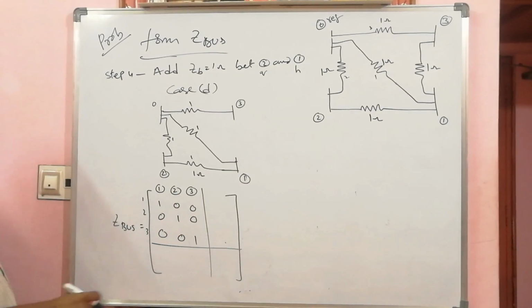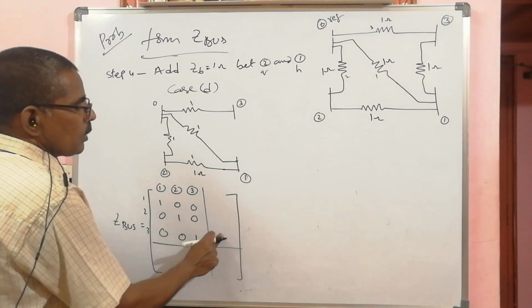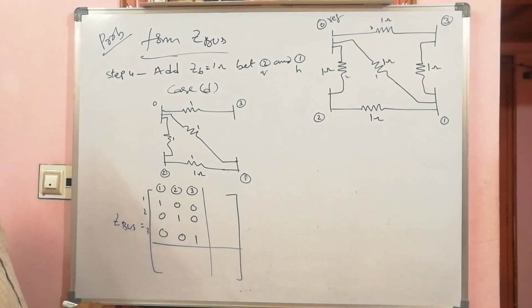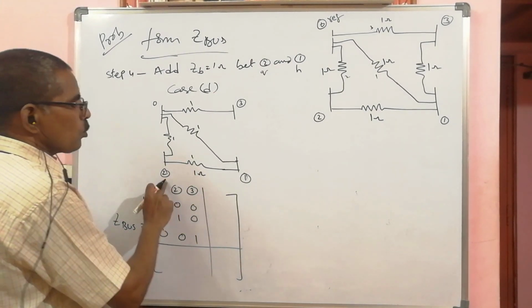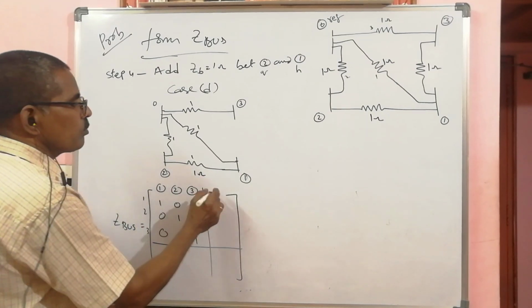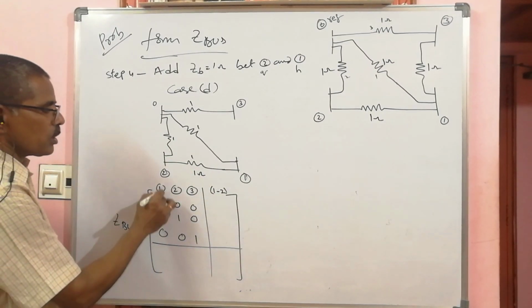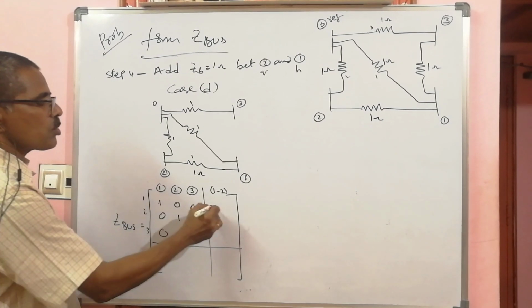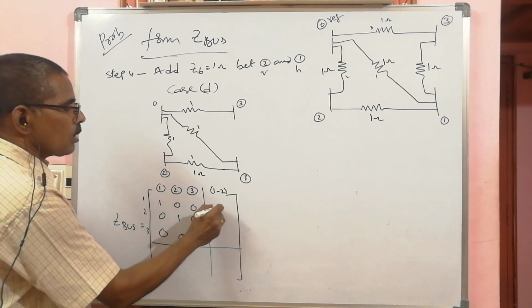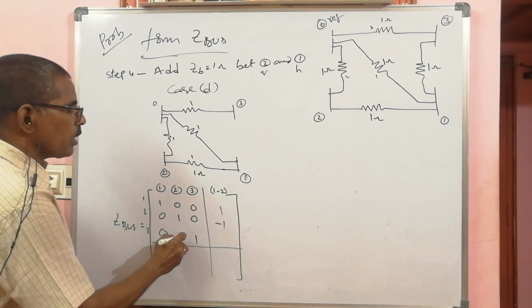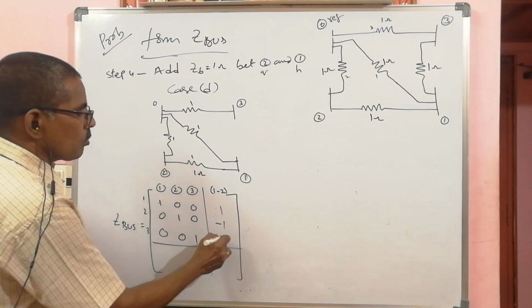Okay. Now here, what are the values? How to fill this up? We are adding between 1 and 2. So 1 minus 2. What is 1 minus 2? This column minus this column. 1 minus 0, 1. 0 minus 1, minus 1. 0 minus 0, 0.